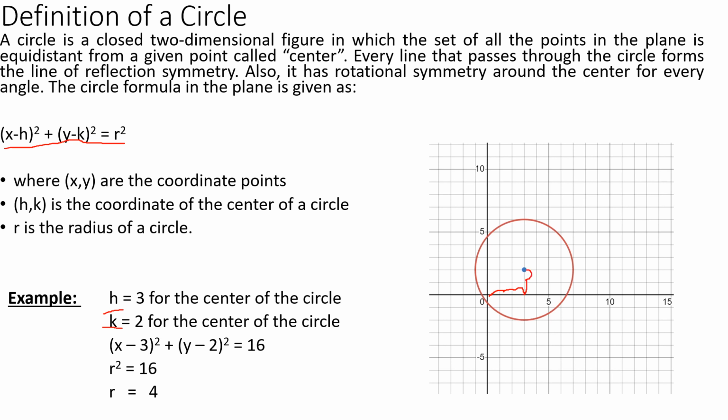So the formula is (x minus 3) squared plus (y minus 2) squared. And we're subtracting on these. If we go in the opposite direction, it'd be x plus 3, y plus 2, but we're subtracting it. And then the radius squared is 16. Well, this is 4 from the center to any point on this, or 2, 3, 4. That is the radius of 4. R squared is 16.